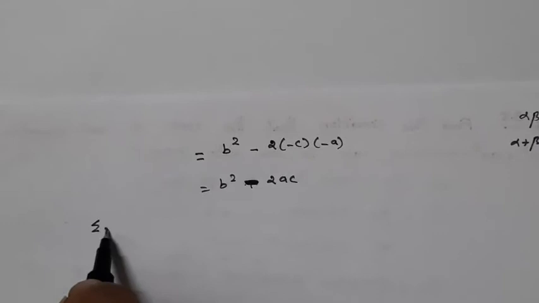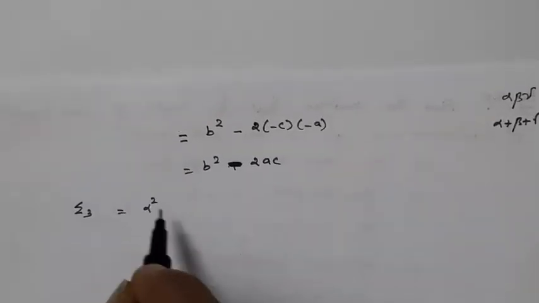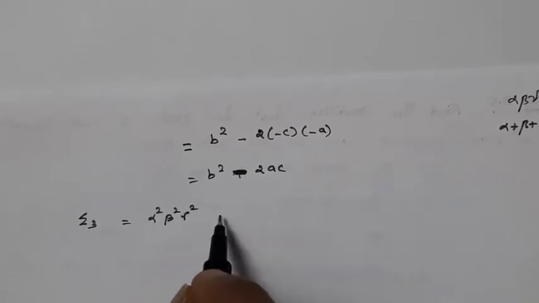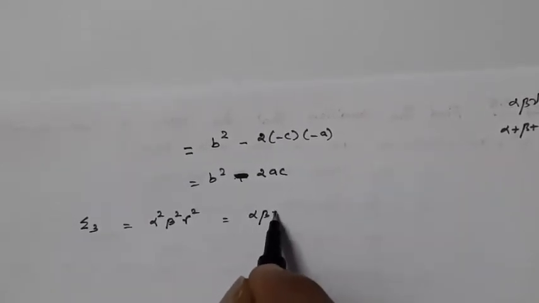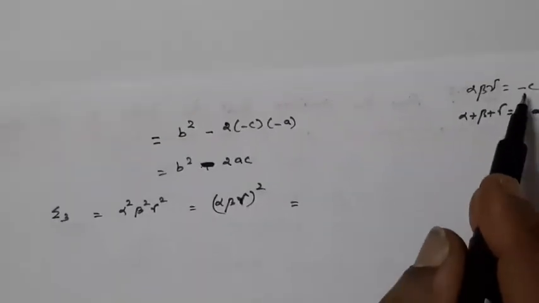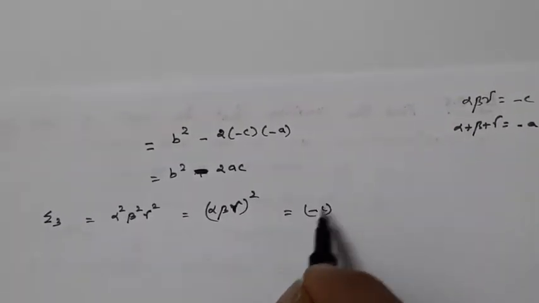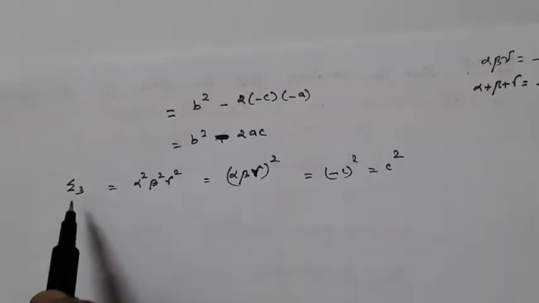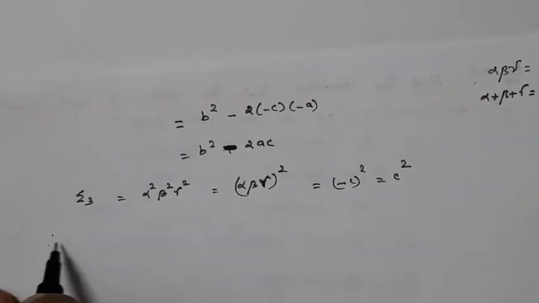And then sigma 3. Sigma 3 is the product of all the three roots, which is nothing but alpha squared beta squared gamma squared. This will be easily obtained by taking alpha beta gamma the whole square. Alpha beta gamma value is minus c, so it will be minus c the whole square, that is equal to c squared. So after getting the values of sigma 1, sigma 2 and sigma 3, we can write down the required equation.